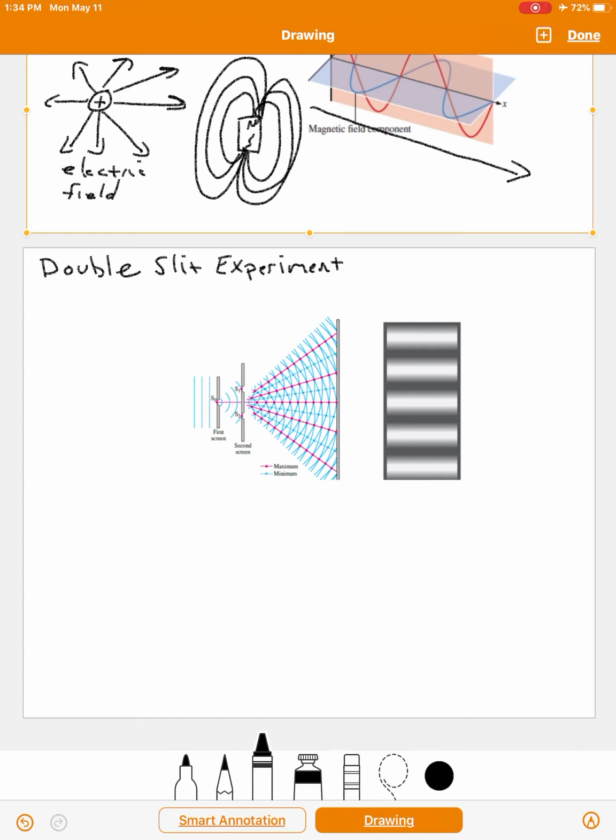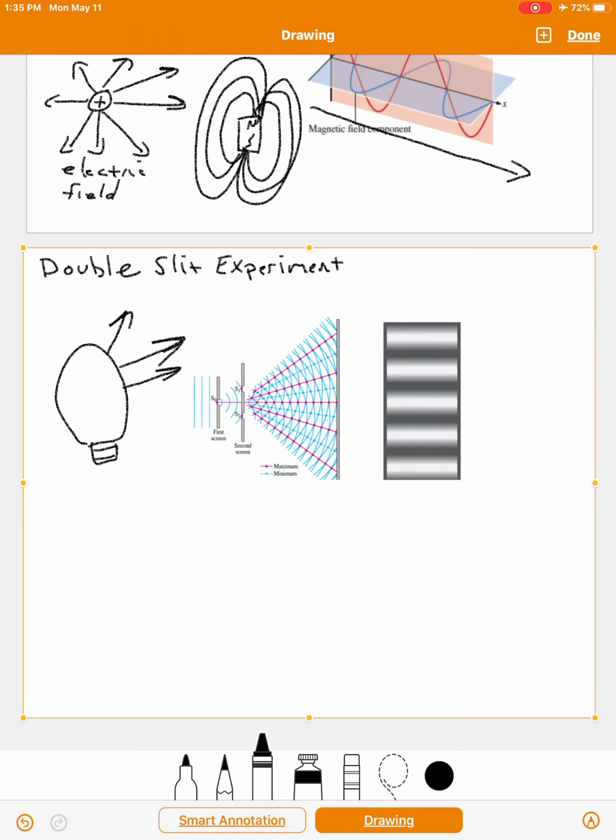An important experiment for us is called the double slit experiment. So imagine that we are producing light with a light bulb. Okay, so imagine you've got this light bulb, like an old-fashioned screw-in light bulb, and it's producing light.